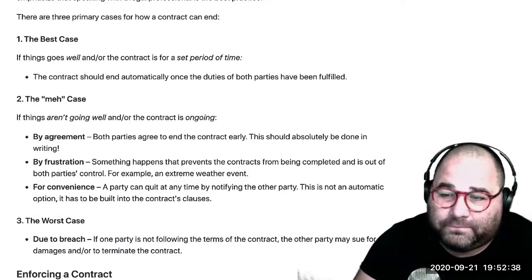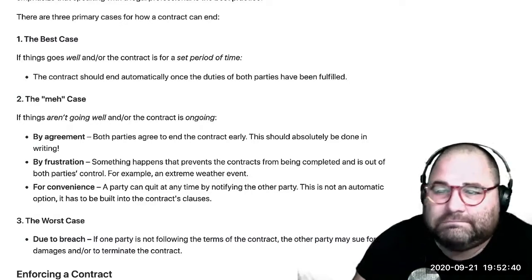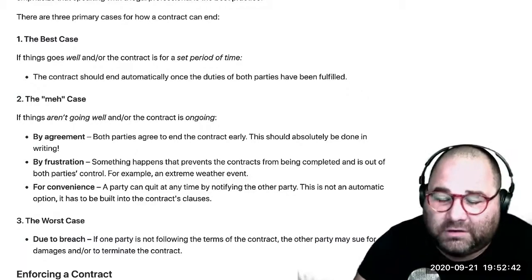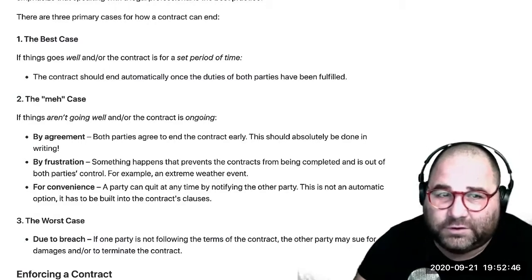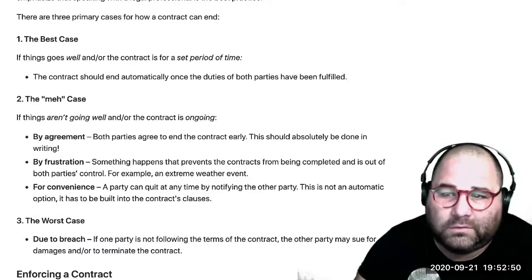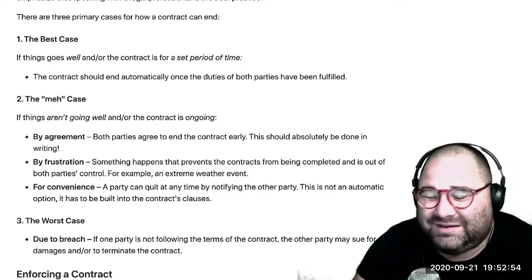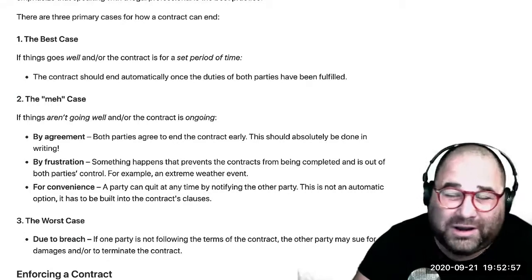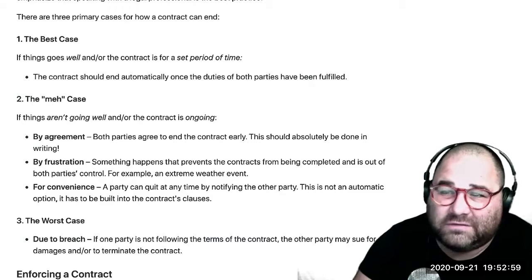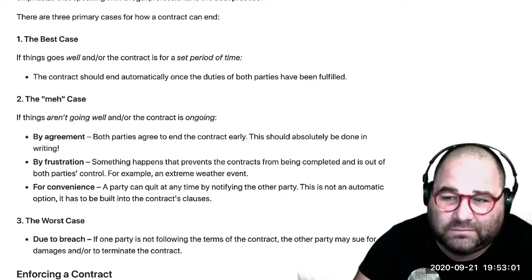These are going to be very, very common in your artistic practices, in your creative practices, when you're working with contracts. Sometimes things don't work out, or shit happens, or maybe you just want to let someone go. It's not really working out. These are the different ways you can end the contract.